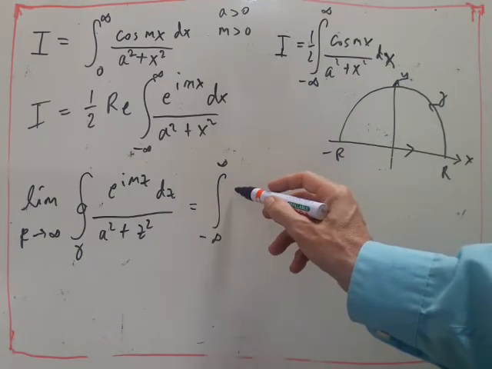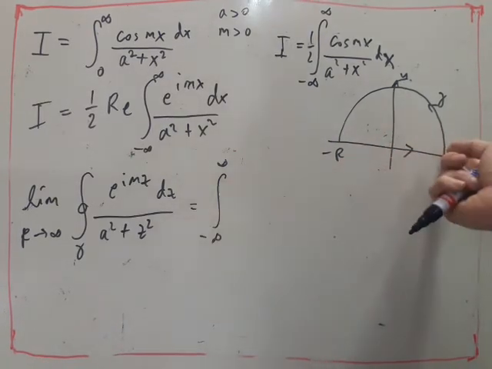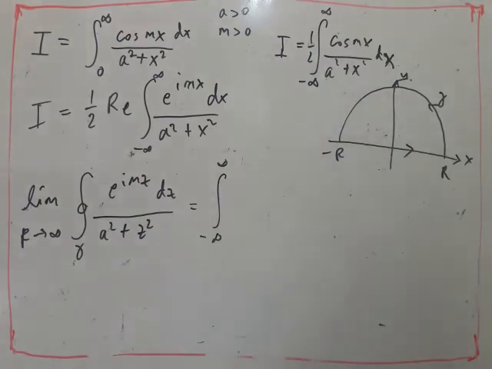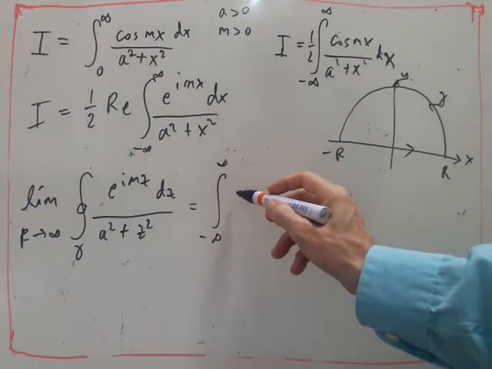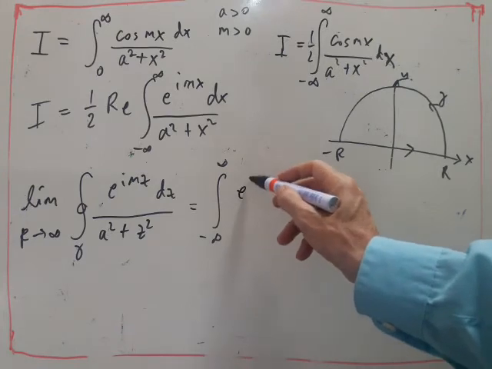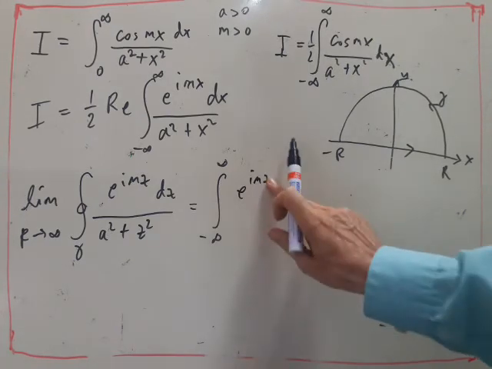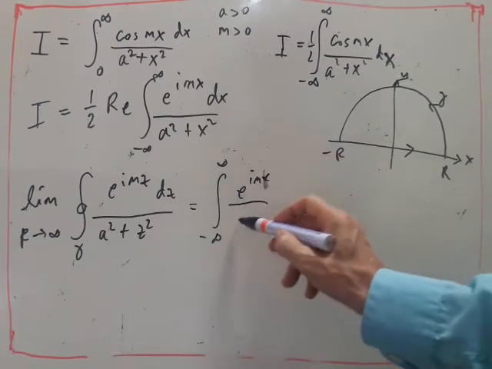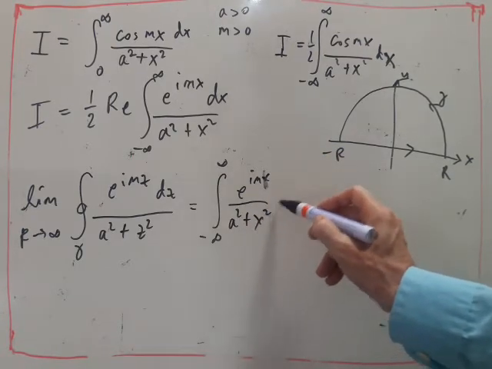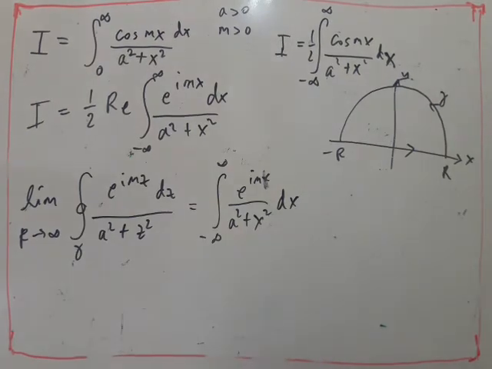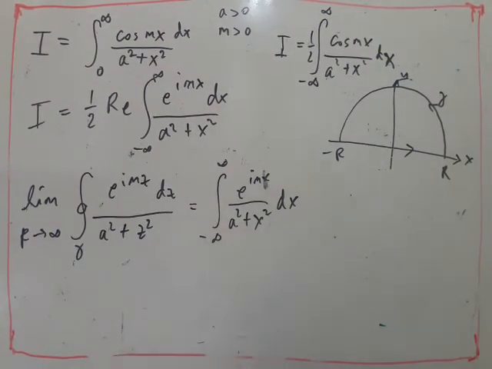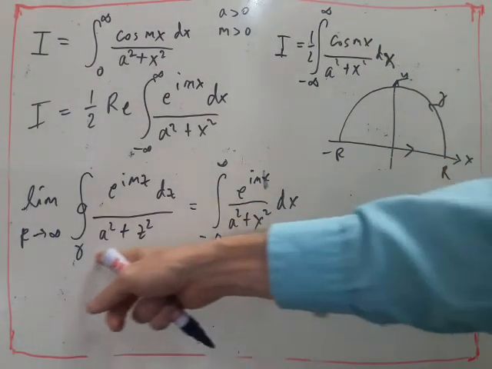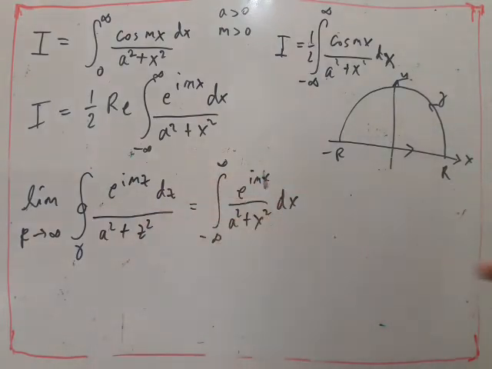Normally what we'd do is write out this bit here, but because of Jordan's lemma, we can actually skip that bit and simply write down this as the answer. So basically we've got e to the imx over a squared plus z squared, so this, of course, is going to be 2 pi i times the sum of the residues.